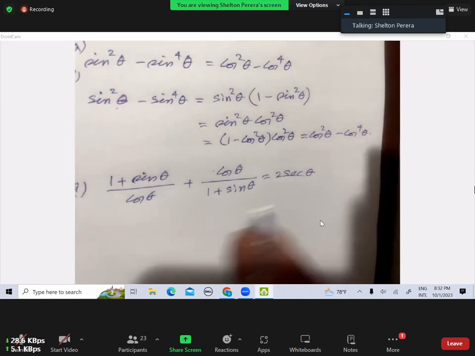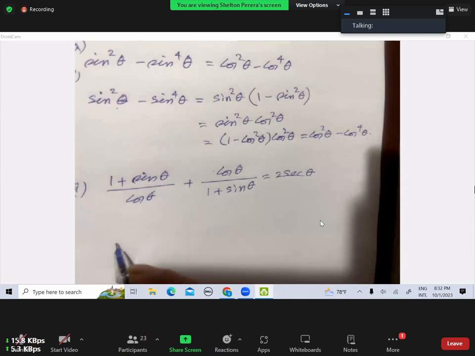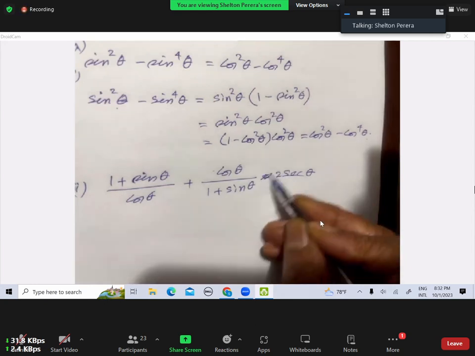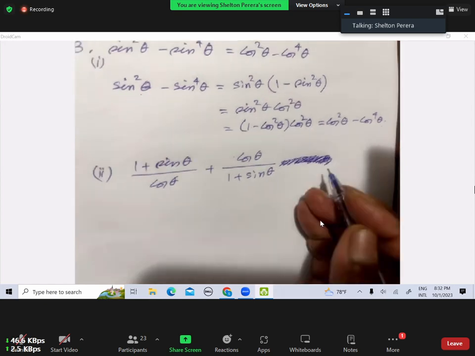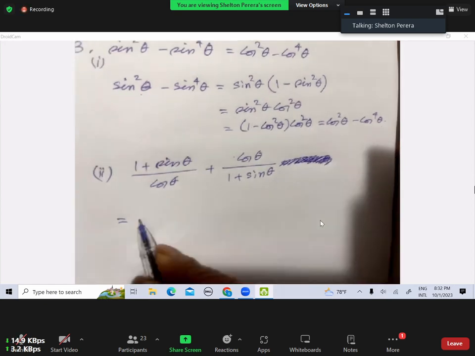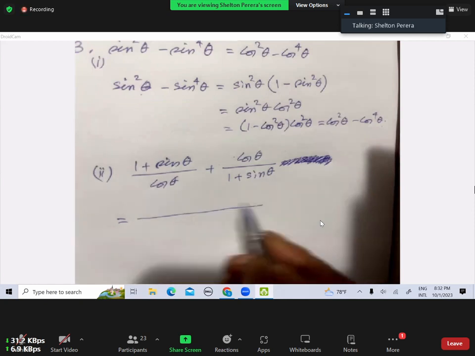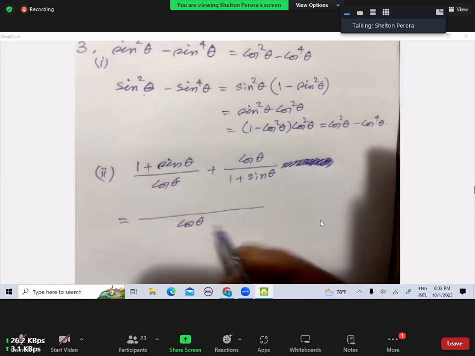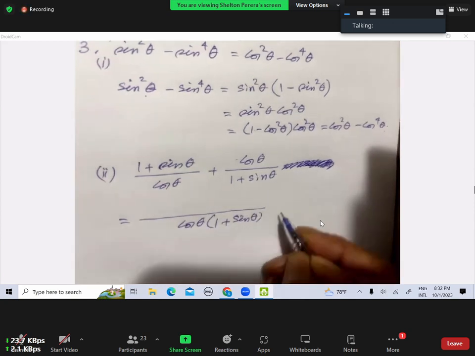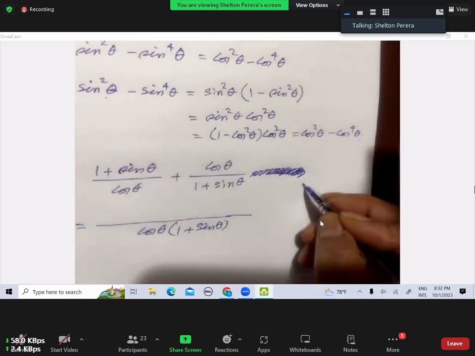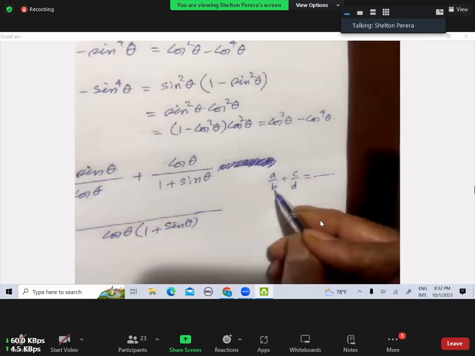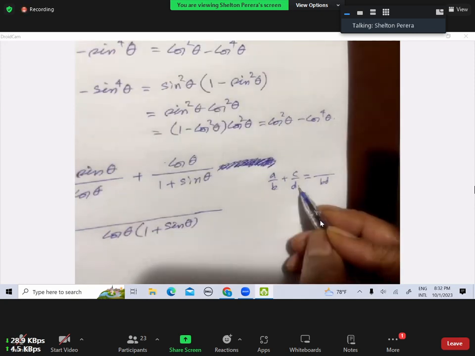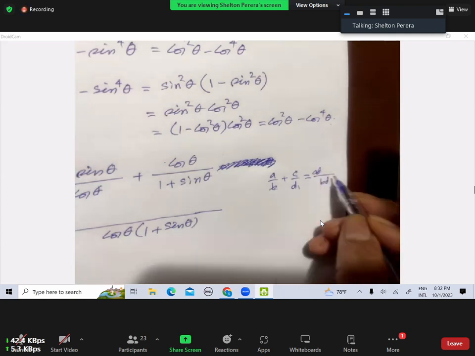This, take the left-hand side. We have to prove that that is equal to 2 sec theta. So I will cross that off. I want to get, so start with this side. The common denominator is cos theta times 1 plus sine theta. There is no big deal. It's like A over B plus C over D, which is equal to common denominator BD, AD plus BC.